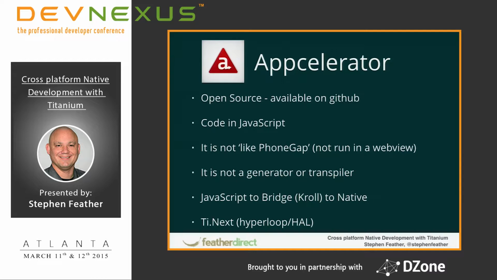And I'll briefly talk about TI Next, which is the next version. The next version brings us a little bit closer. The bridge is shorter. It's much more compact. Your calls pass through Hyperloop, which will be called HAL. And instead of a large bridge like Kroll, it will be smaller, and you'll be talking to the iron a little bit more closely.